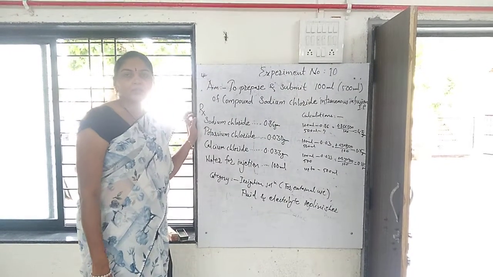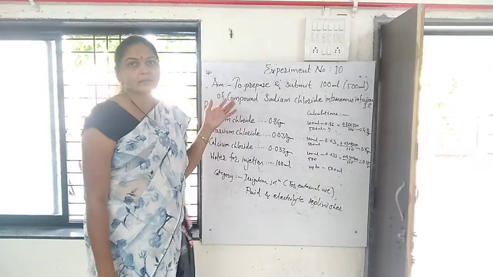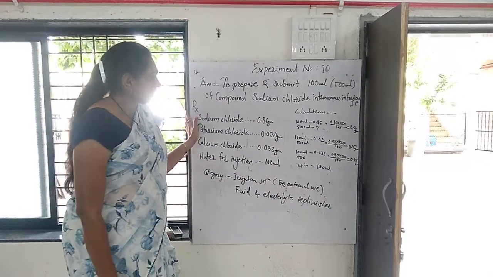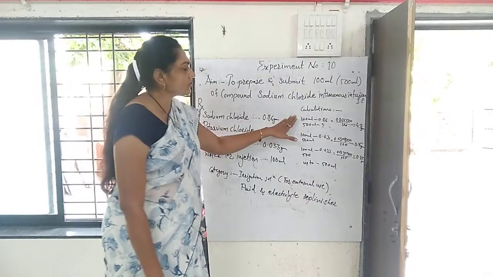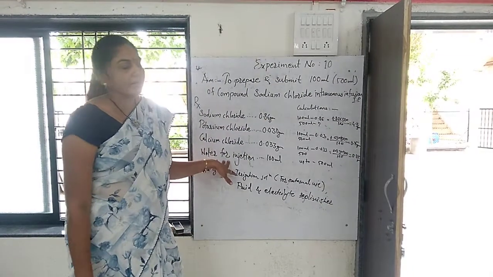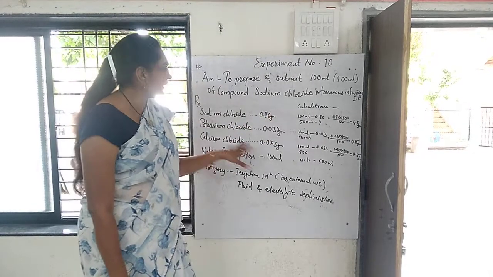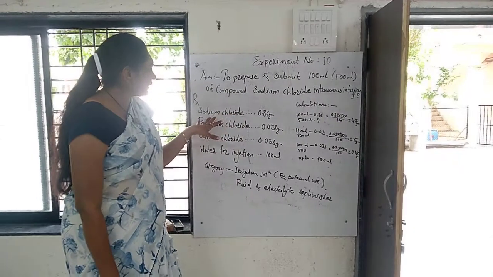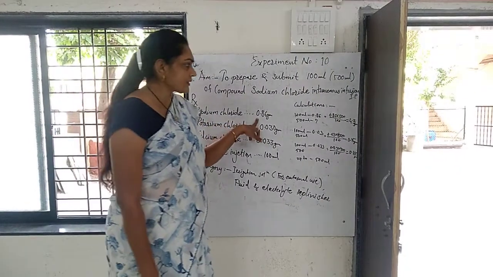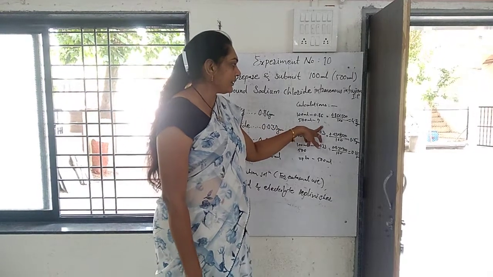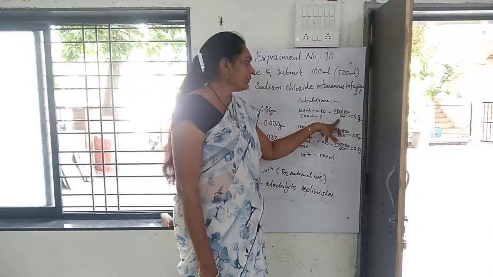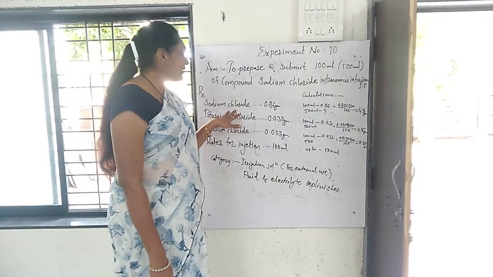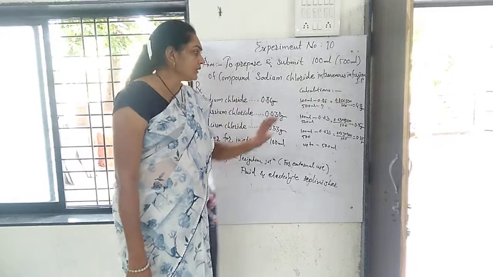The method of preparation is the same as in the last practical. You have to weigh all the ingredients. First you have to do the calculation. The formula is given for 100 ml, and you have to calculate it for 500 ml. 100 ml of compound sodium chloride injection consists of sodium chloride 0.86 gram. So how much is for 500? 0.86 multiplied by 500 divided by 100 comes to 4.3 gram. You have to weigh sodium chloride 4.3 gram accurately.